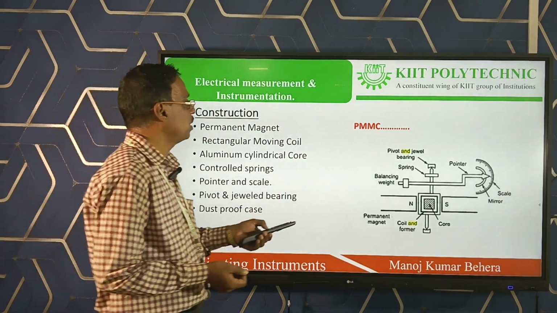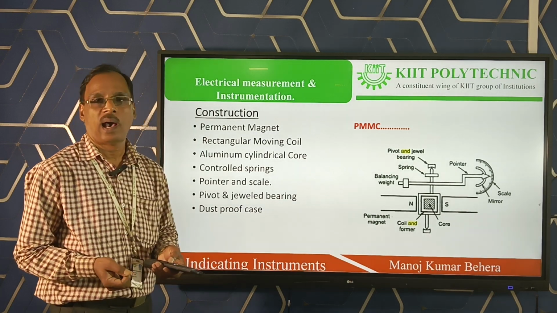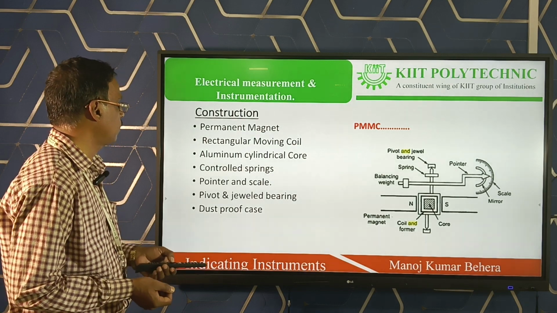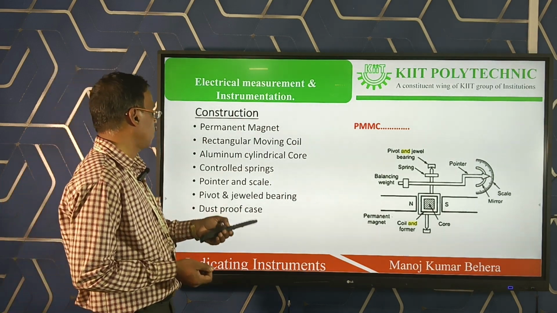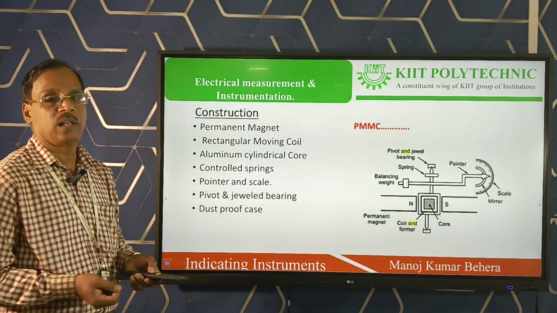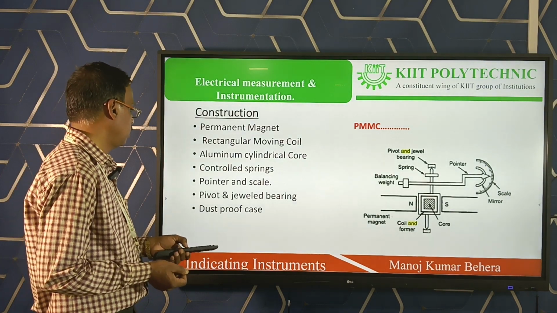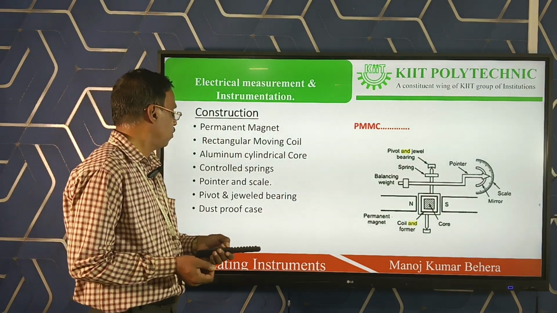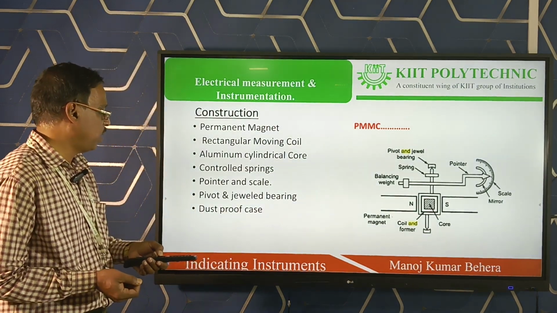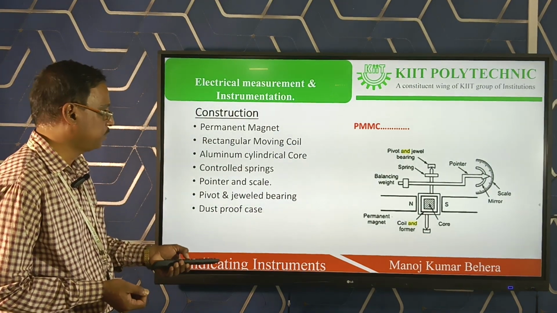What is the construction of the PMMC instrument? It has a permanent magnet. Generally alnico material is used for making the permanent magnet. Rectangular moving coil, aluminum cylindrical core. That coil is placed over the cylindrical core. Control spring, generally two phosphor bronze spiral springs are there, and pointer and scale. The spindle is supported by pivot and jewel bearing. Generally this instrument is put inside a dust proof case.